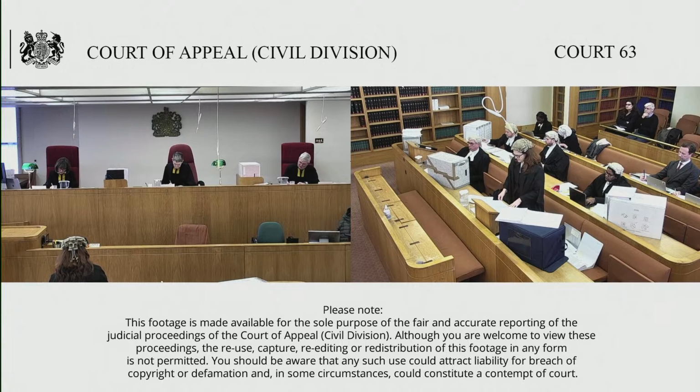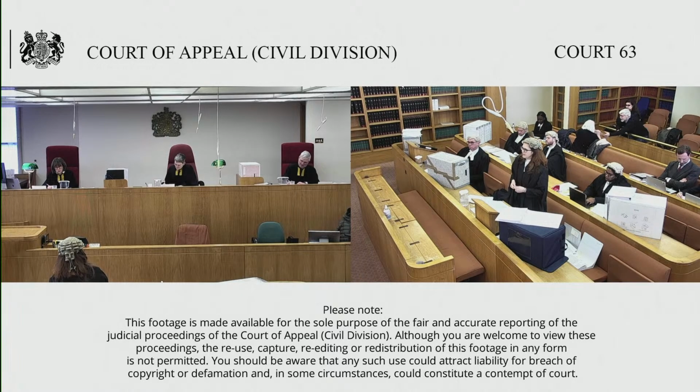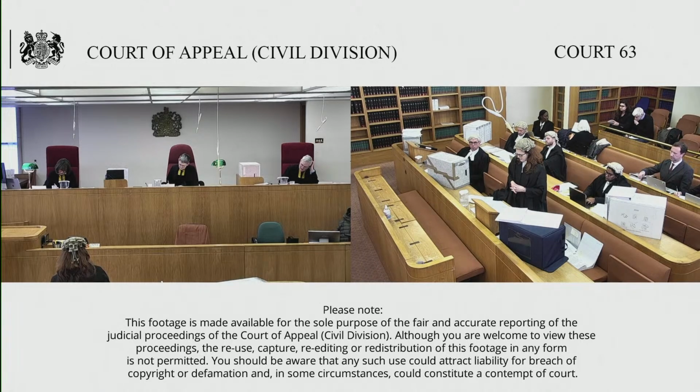Now, I think we briefly touched on the authority of K, but it's something that features in the revenue skeleton at 33, and where they rely on K as authority for the proposition that the UK cannot be required to adapt its rules depending on the particular proclivities of another tax system. And in our submission, K is not authority for that proposition.